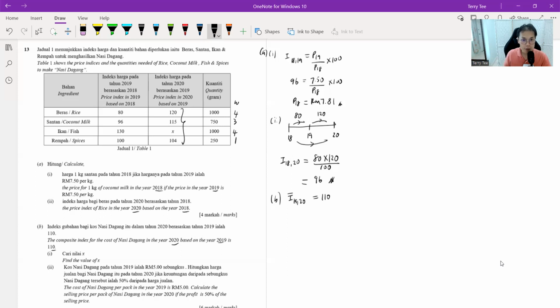We take the individual index, multiply weightage at 120, multiply by 4. 115, you multiply by 3, yeah, multiply with the weightage here. Then x multiplied by 4, I write 4x. And then 104 multiplied by 1, yeah, you can just write 104. Your total weightage is 4 plus 3 plus 4 plus 1, and this gives us 110, right?